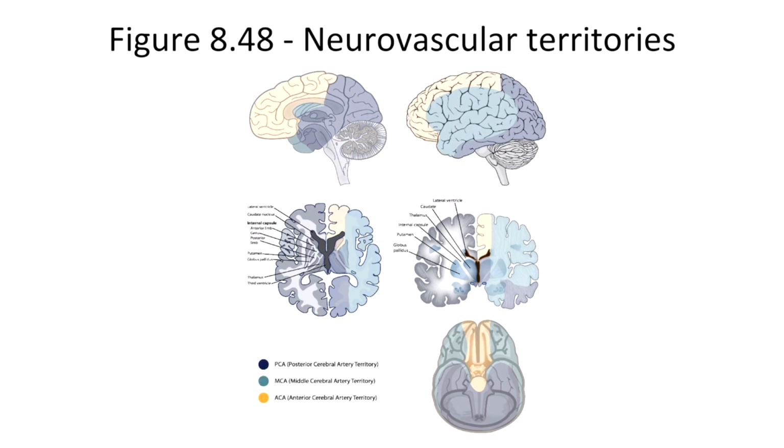This is figure 8.48 from your text, which shows the important neurovascular territories. I recognize that the entirety of this figure is difficult to see on a single slide, so we'll break this figure up into 5 separate slides. However, this figure should be very clear in your text, which should allow you to easily review the material.